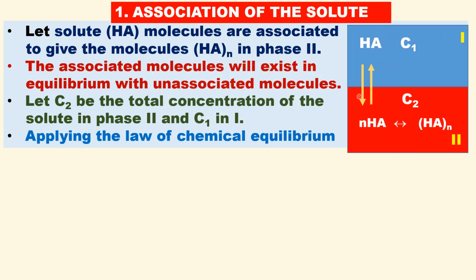Let us discuss and derive the equation for association of the solute in one of the solvents. Let solute molecules undergo association to give n HA ⇌ HA_n, where HA is the solute which undergoes association. For example, benzoic acid two times gives dimer. It will be associated to give dimer in phase 2, whereas in the water layer, it is C1.